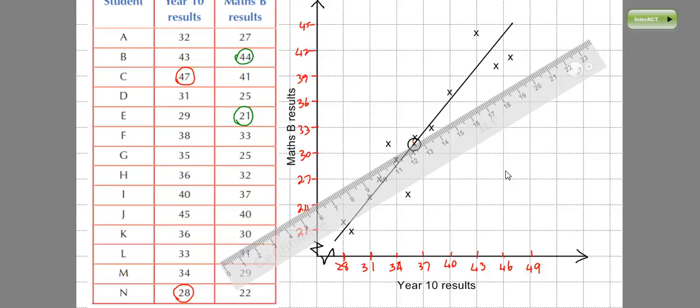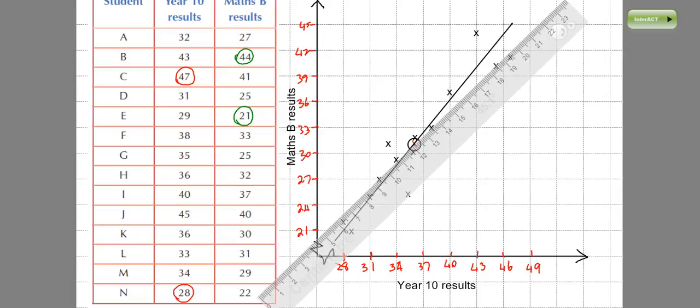So it needs to follow the pattern of the crosses. So I'm going to pause again and wiggle it a little bit more. Now, where I've placed the ruler this time, it's not bad. It is certainly following the pattern of the crosses better than the previous one. It's going through the red cross.